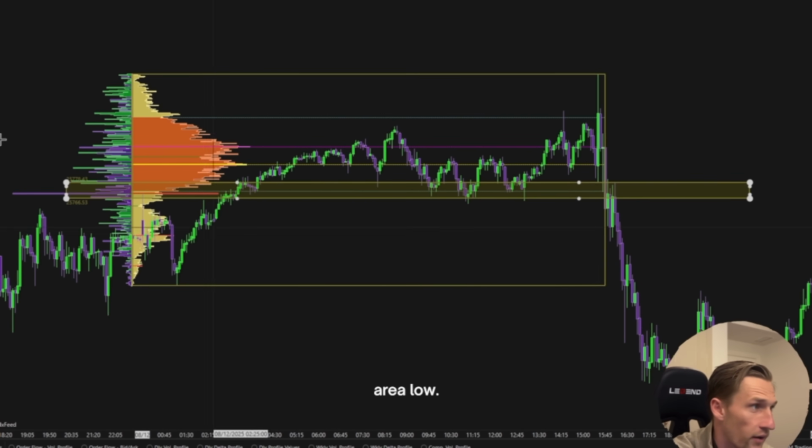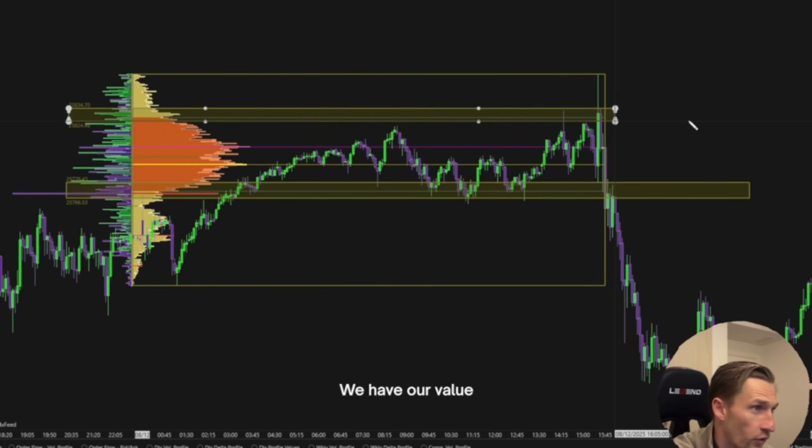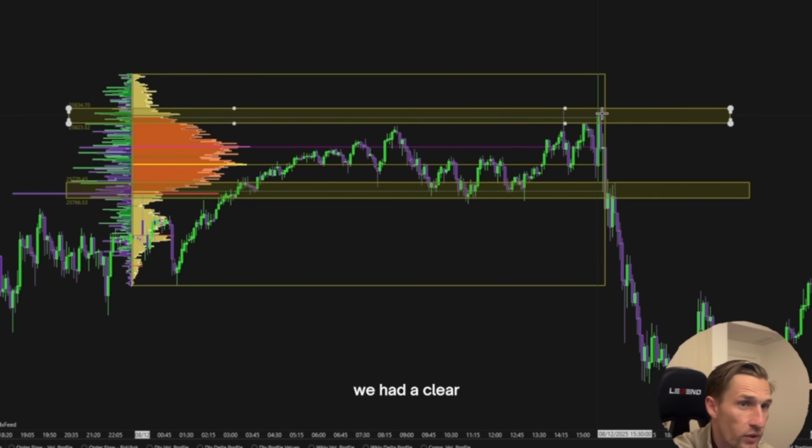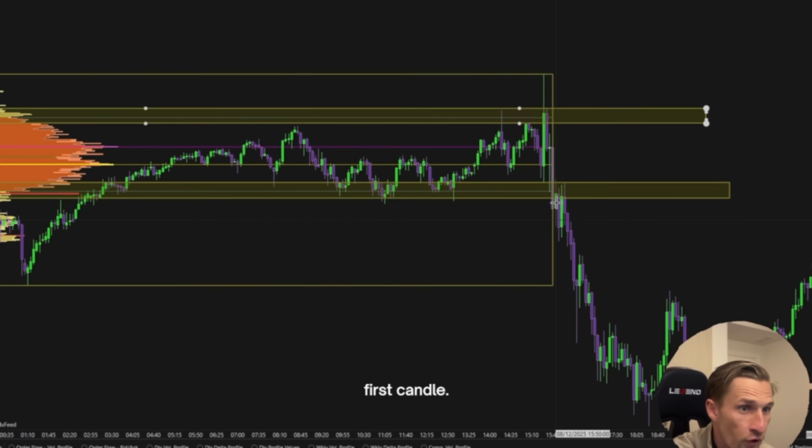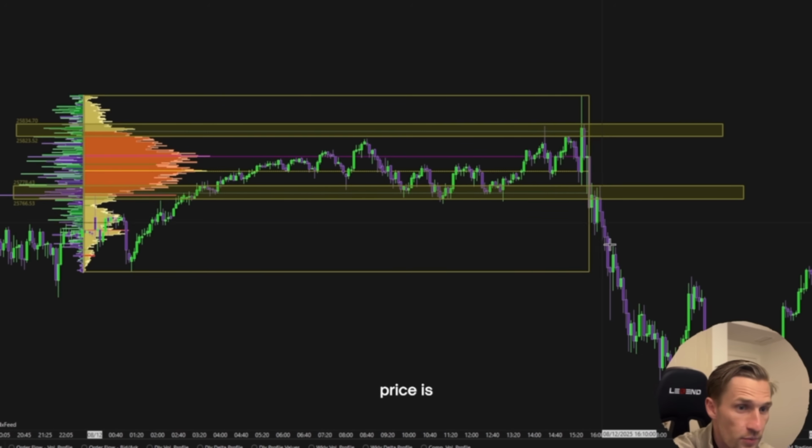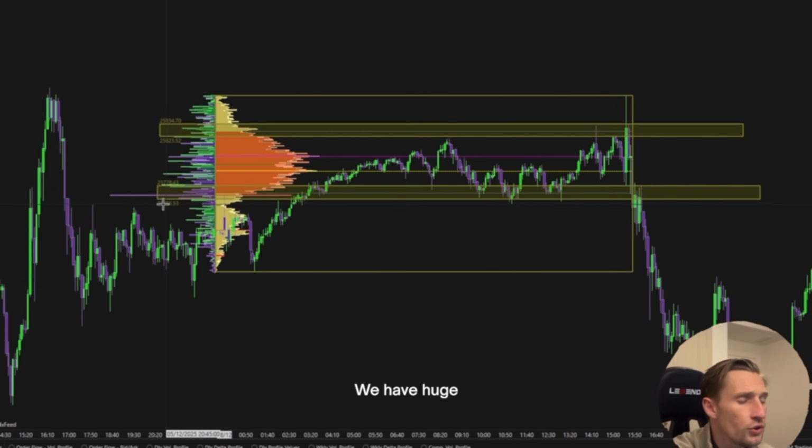We have our value area low. We have our value area high. As you can see, we had a clear rejection of the value area high. Then we went to the value area low. And then on the first candle, so all this price is not in there yet, we have a huge sell delta, a huge one. As you can see, the biggest one of the whole day.